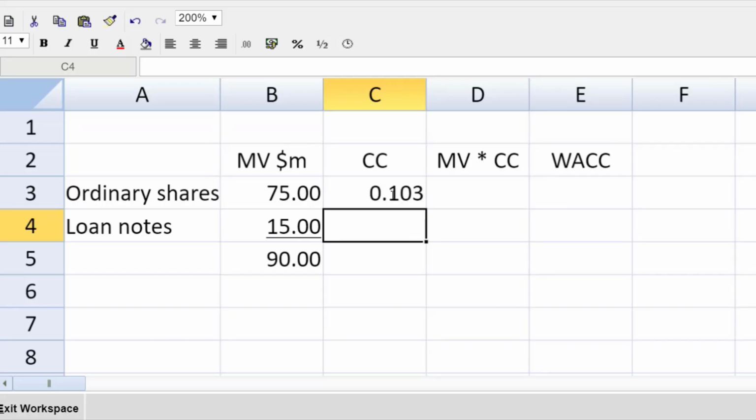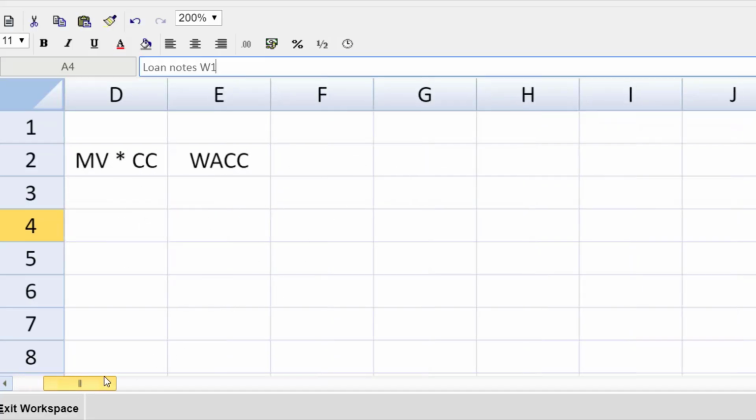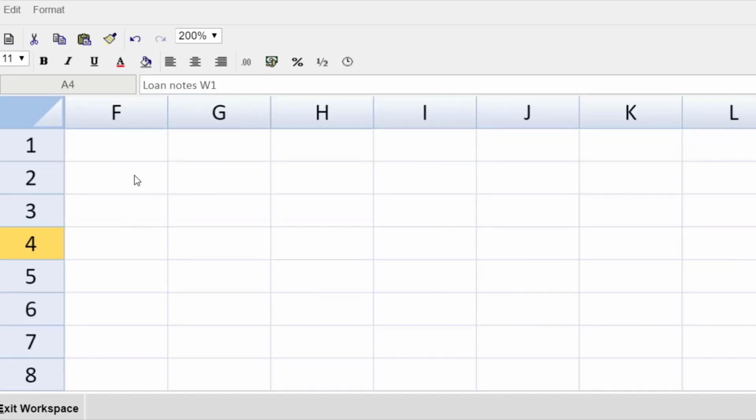Now, here's the cool part, everybody. For the loan notes, we need to do IRR. And we will now use the built-in function, the IRR function, that is in the ACCA spreadsheet tool. Okay, so we will use a working to show the marker. We've moved over here to a new place. We'll label our workings. We'll show the marker what we're doing.